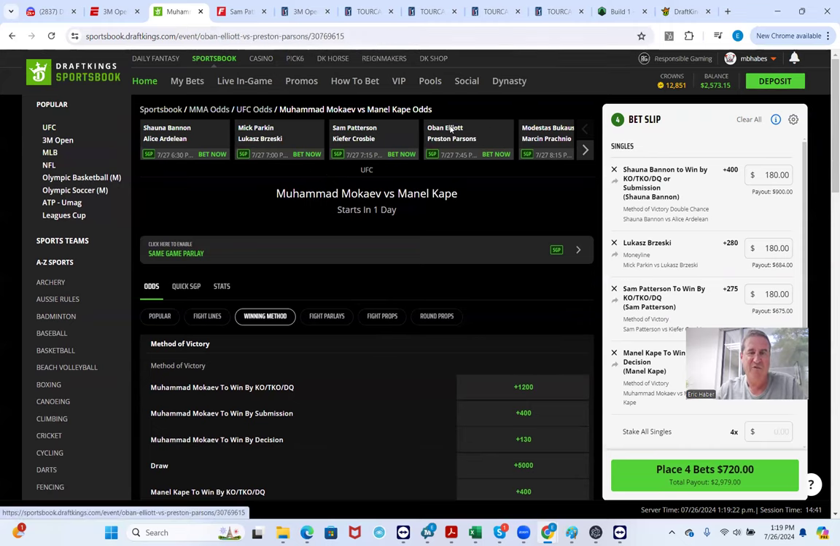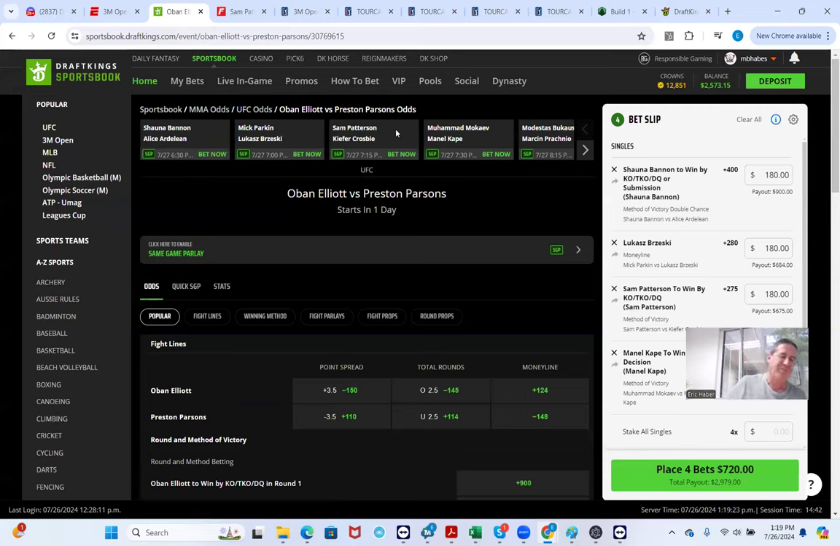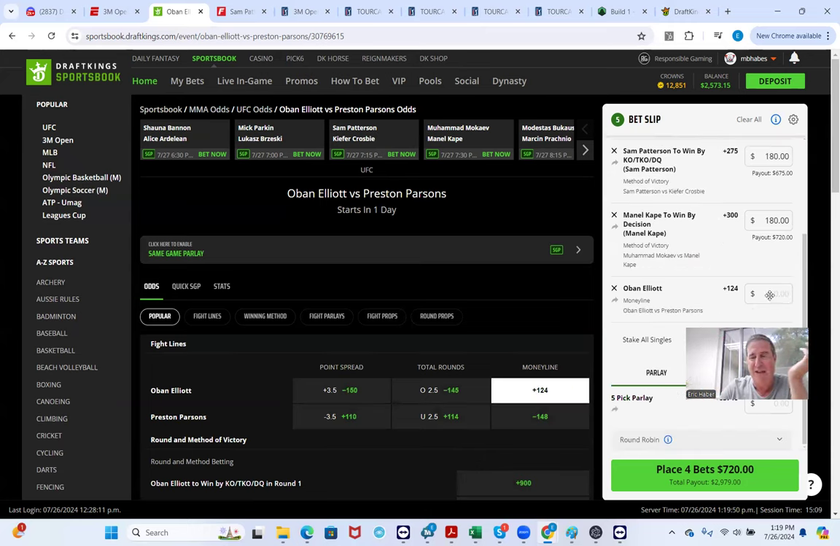Oban Elliott versus Preston Parsons. All I've been hearing all week is that Preston Parsons is going to be the pressure fighter. He is going to be getting the wrestling going. And Oban Elliott's kind of well-rounded, but at the end of the day, Parsons is just kind of better everywhere, I suppose. So we're just going to take a shot here and play Elliott plus 124. I haven't really been able to find anybody to pick him, and he's only plus 124, so there's got to be something, right? So we will take Oban Elliott plus the 180.